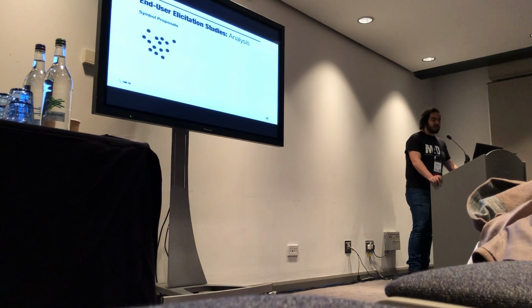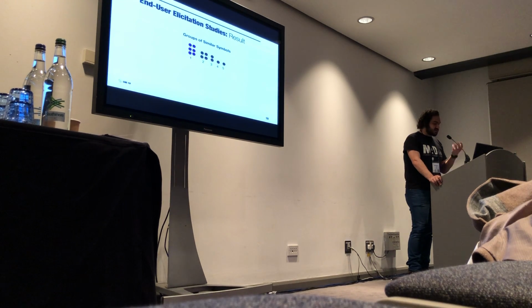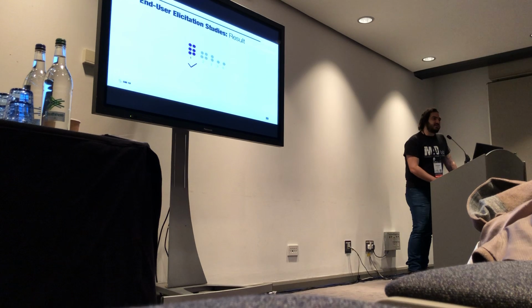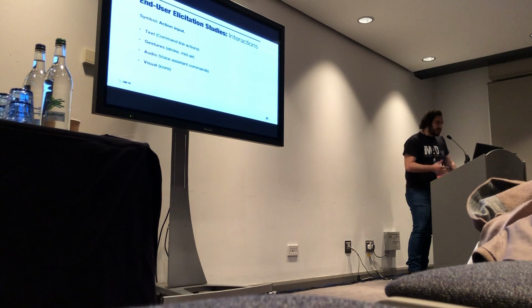Then, once the researcher collects all the proposed symbols from their end users, they group them into similar groups, and then the group with the highest similarity, or the symbol with the highest consensus among participants, is selected as a symbol to be implemented in the system. These symbols can take many forms. For example, text like commands for a command line interface, gestures such as stroke gestures for touch screens, or mid-air gestures for something like a Kinect. They can be audio, like voice commands for intelligent assistants like Siri, or they can be visual, like icons.